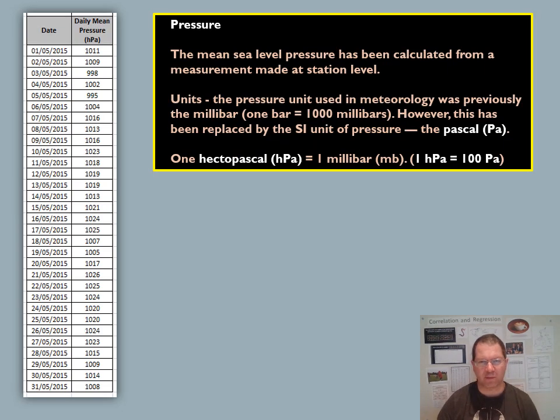And then our final column, pressure. Pressure is measured in hectopascals, where 1 hectopascal is 1 millibar. 1 hectopascal is 100 pascals. Pressure used to be measured in millibars and bars, but now it's measured in pascals and hectopascals. On the 1st of May 2015, the daily mean pressure was 1,011 hectopascals. Just to give it some context, standard atmospheric pressure is about 100 kilopascals, which would correspond to 1,000 hectopascals.